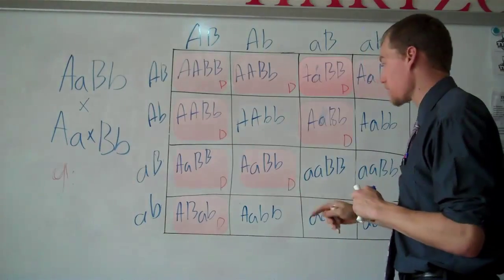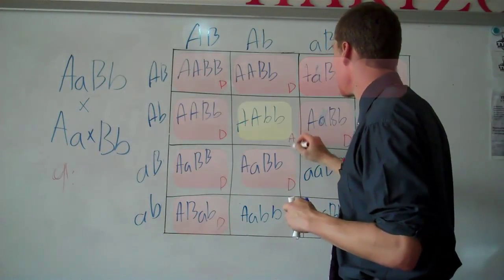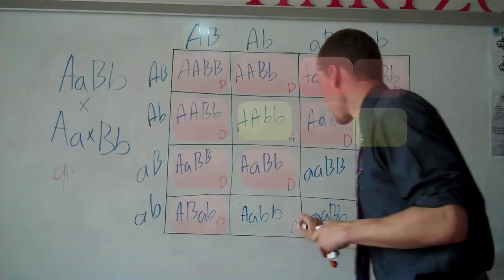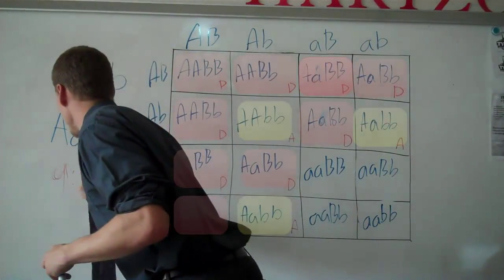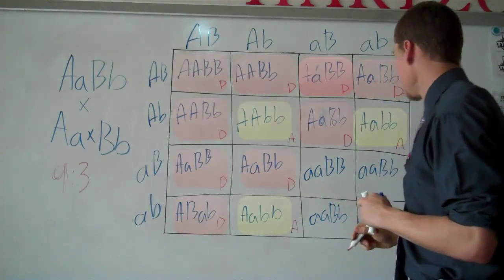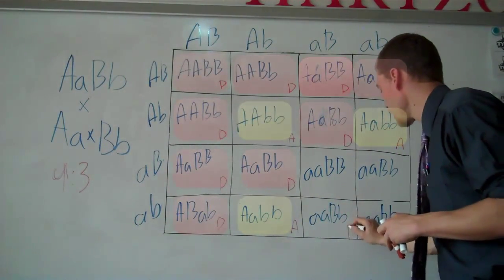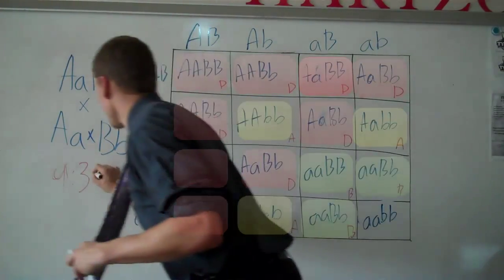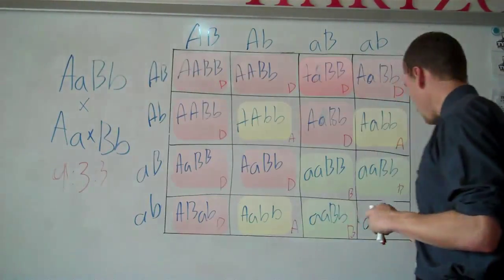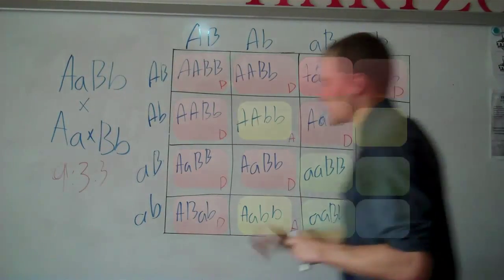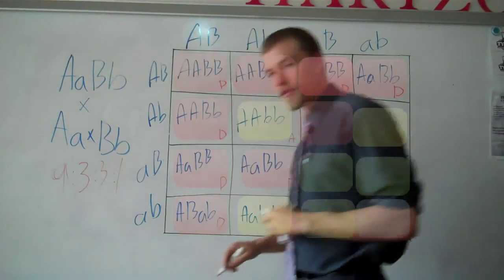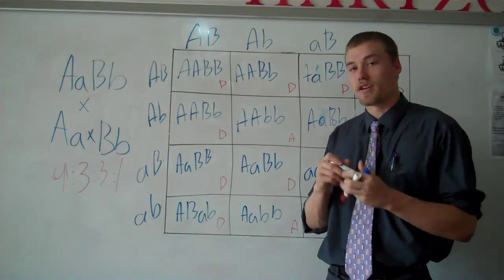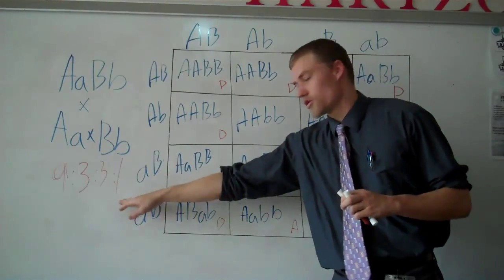Now let's count up how many have only the A dominant. So that's 1, 2, 3. So we've got 3 where just our A's are dominant. And then we've got also 3 where the B's are dominant. And then we've got 1 where we are recessive. So that's going to give us our typical 9 to 3 to 3 to 1 ratio of our different phenotypes, right? And those are just the ratios for the phenotypes.